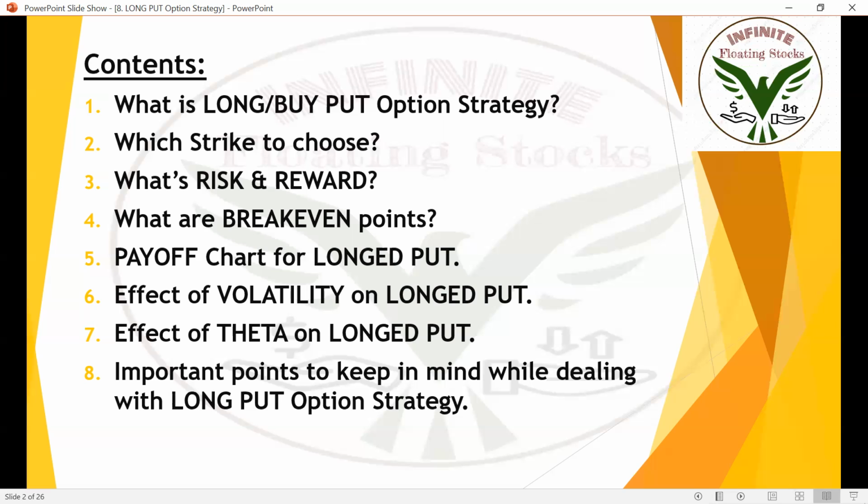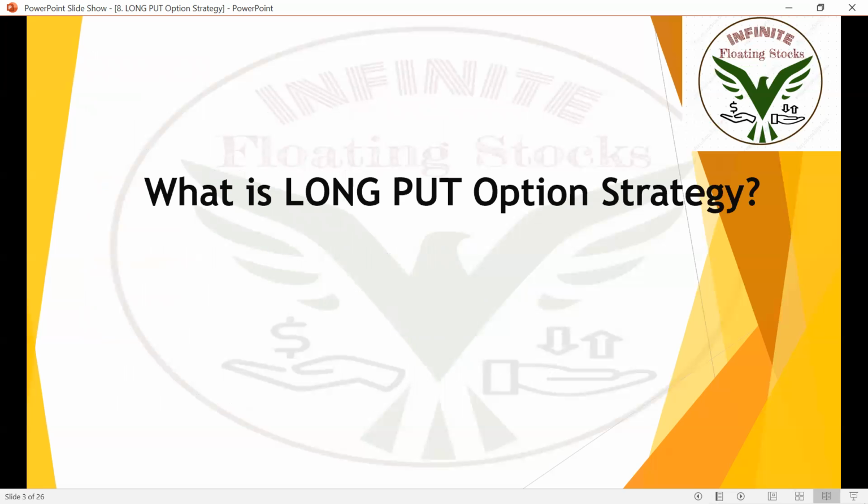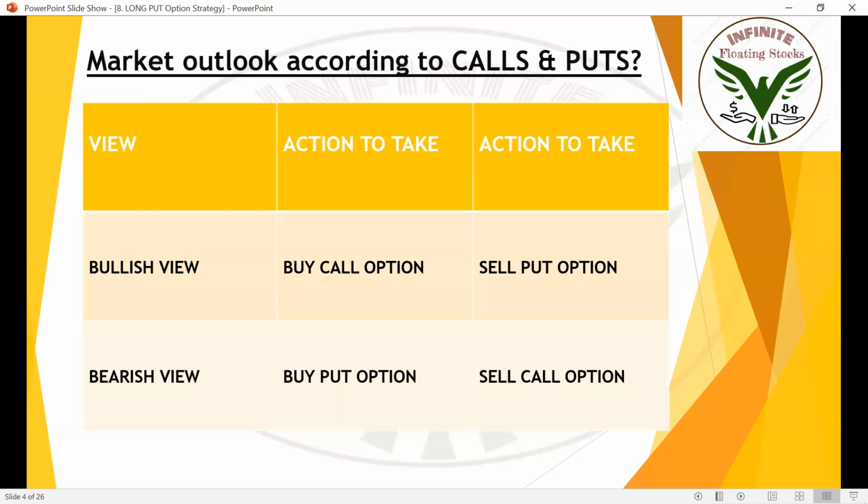All right. What is the long put option strategy? Before that you need to have this market outlook. It's very important to remember this table. If you're having a bullish view, you need to buy call or sell put. If you're having a bearish view, then you need to buy put or sell call. So in this session we are going to talk about which scenario.